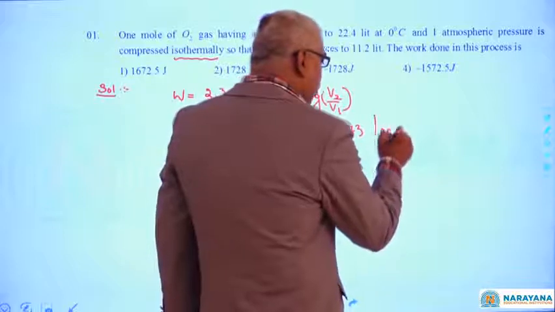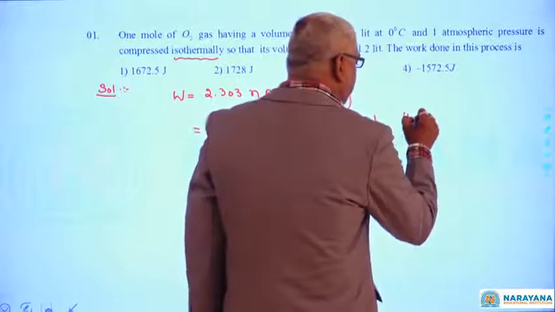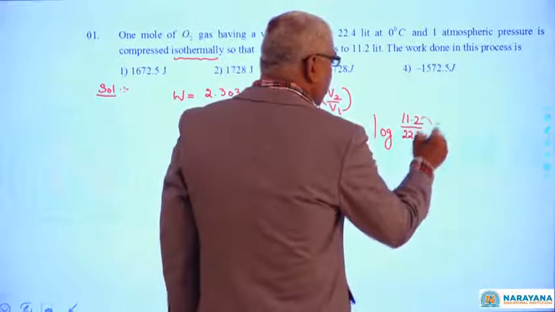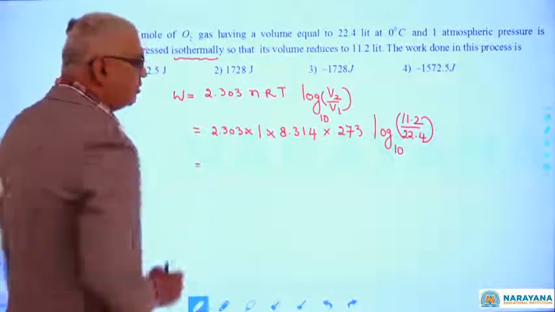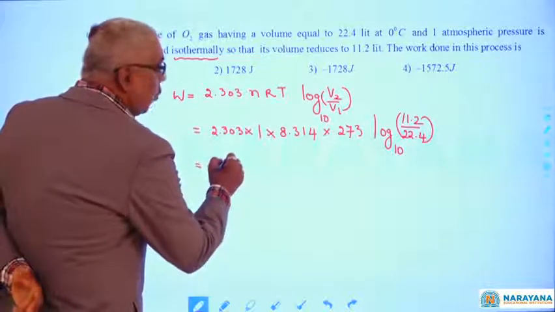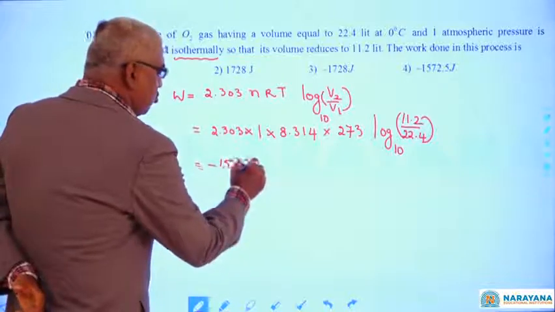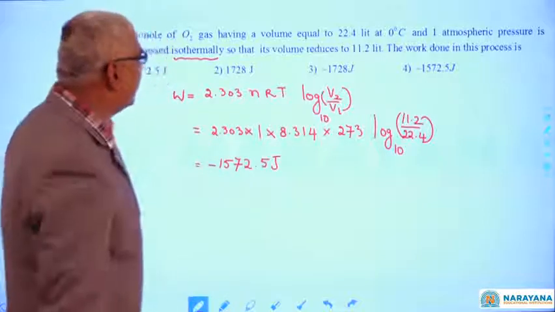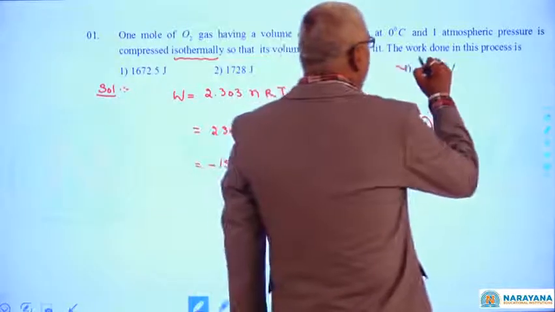Log V2 by V1, where V2 is taken as 11.2 and V1 is taken as 22.4, to base 10. On simplifying this whole part, you will get the result as minus 1572.5 joules. This is the amount of work done, which is your fourth option.